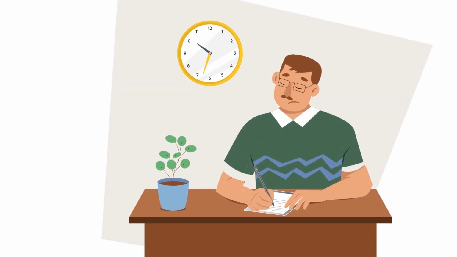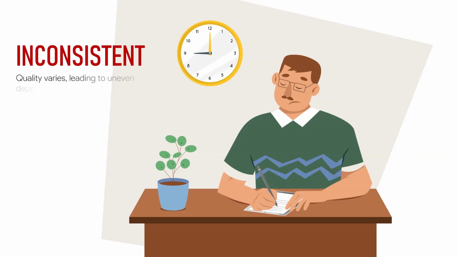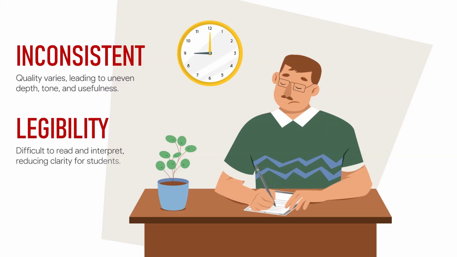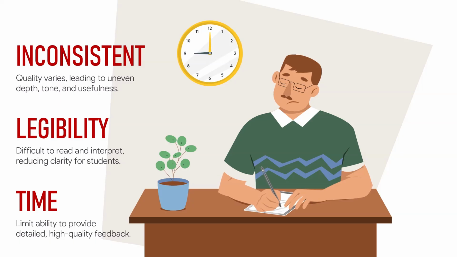Yet this practice is constrained by three recurring problems. First, there are inconsistencies in quality, leading to uneven depth, tone, and usefulness. Second, legibility, where annotations can be difficult to read and interpret. And finally, time, which limits the ability to provide detailed, high-quality feedback. These issues are interrelated. Time pressure leads to rushed annotations, which affects both legibility and tone. Poor readability makes feedback hard to use and inconsistent. Together, these factors limit the effectiveness of handwritten feedback.